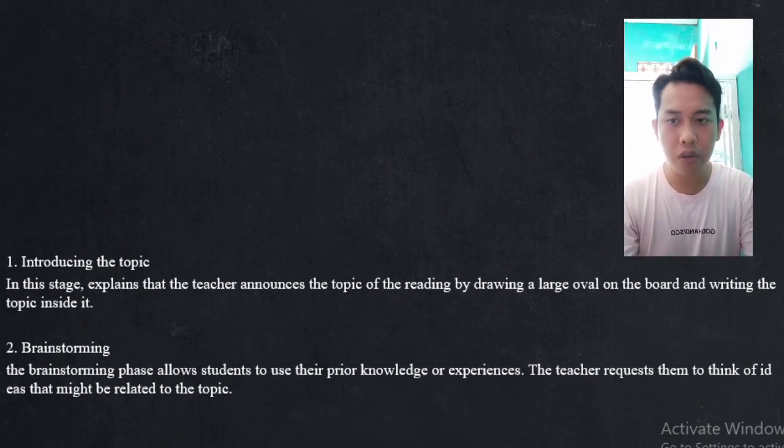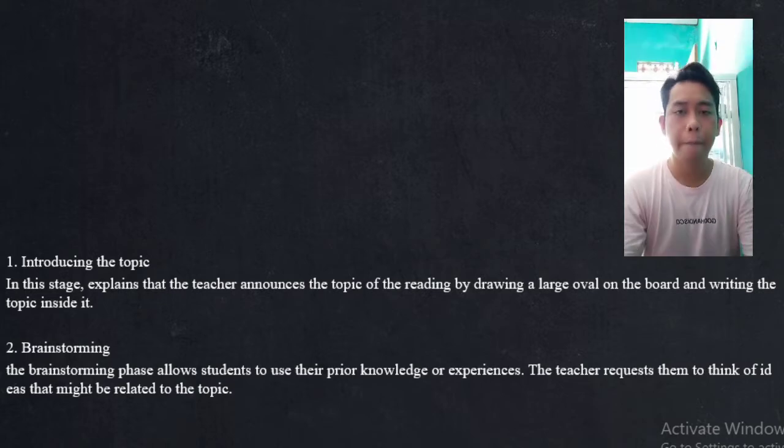Next, point two, brainstorming. Brainstorming is the phase that allows students to use their peers' knowledge or experiences. The teacher requests them to think of ideas that might be related to the topic. He lists these words on the board as they are identified. In the brainstorming phase, it is crucial that all responses are accepted as long as they relate to the topic.